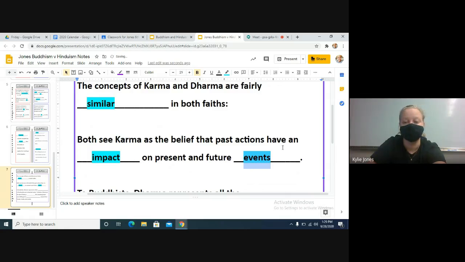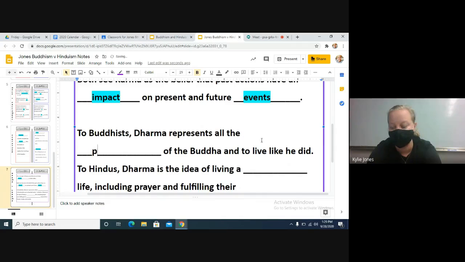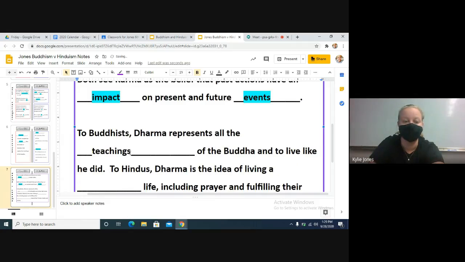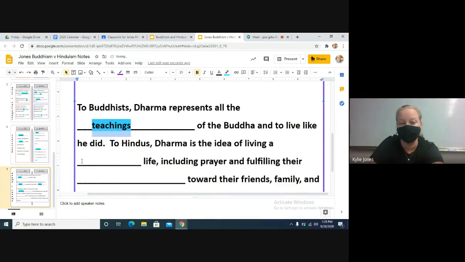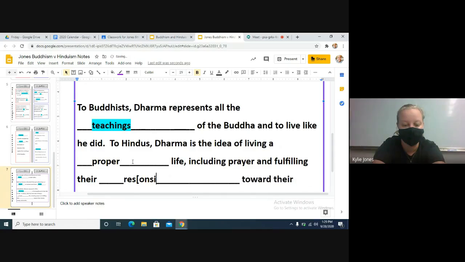Yeah, when you're done, you can turn it in. I'm just gonna put this in my desk so I can type it in tomorrow. That's fine. I only have the last 2 on the bottom. Okay, and then our last 2 right here. Dharma represents all the proper. Is that right? Nope, the teachings. Oh, my computer's gonna die. Go get it plugged in. Great timing. So we have teachings, proper, and then responsibilities. There we go.